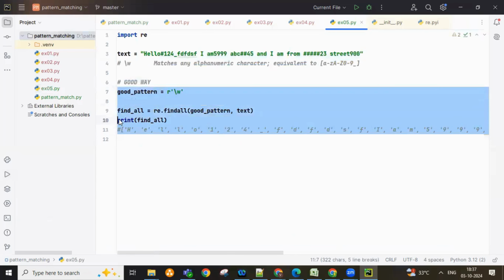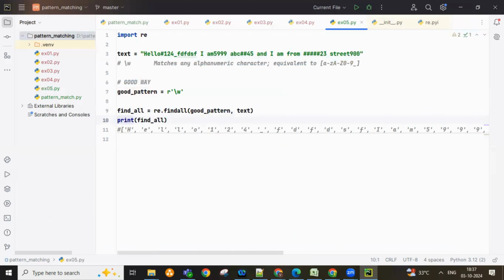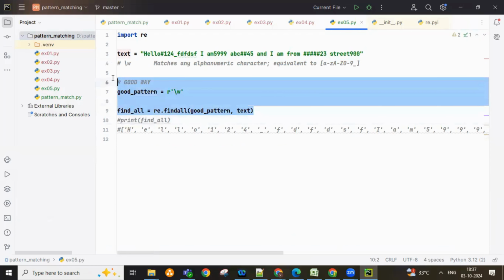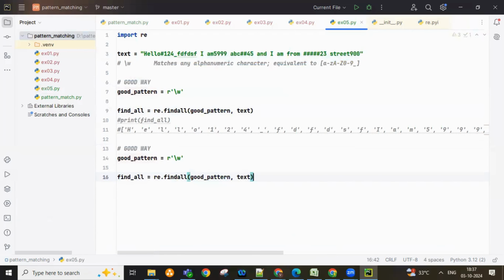Let's say I'll just comment this out so that it would not be printed out. And here now, a good pattern equal to, I'll change the pattern here. Let's say plus. You got it? What does plus really mean? One or more repetitions of the preceding text, correct? So slash w means any character: alphabets, upper or lower, numbers 0 to 9, and underscore. So when I do a plus here, what does it really mean?